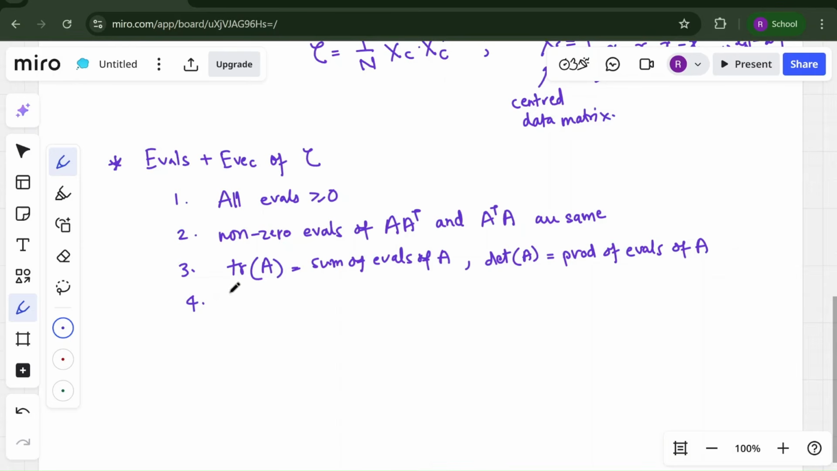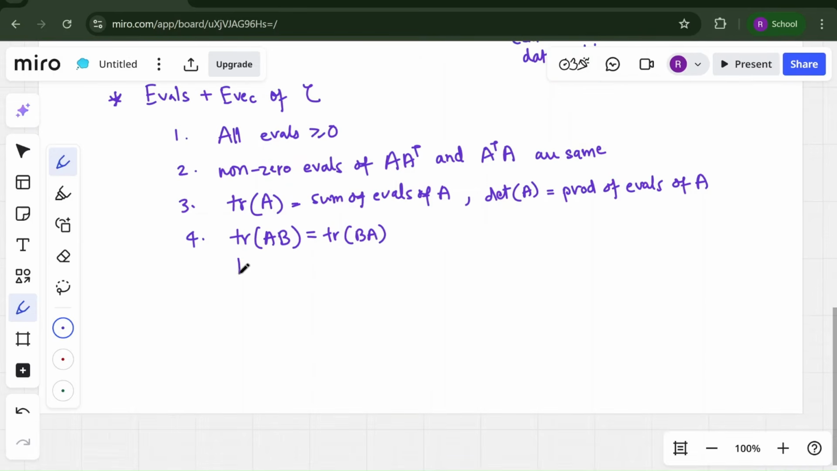Trace has a very beautiful property. Trace of any two matrices AB will be same as trace of BA, provided you can multiply AB and BA. If the multiplication is not possible, then this doesn't hold. But if the multiplication is possible, then this holds every time. Similarly, it is not only for two matrices, even for three matrices, trace of ABC will be same as trace of BCA, and that is same as trace of CAB. Observe the cyclic nature here. I'm pulling A from the front to the last, and then B from the front to the last, and so on.